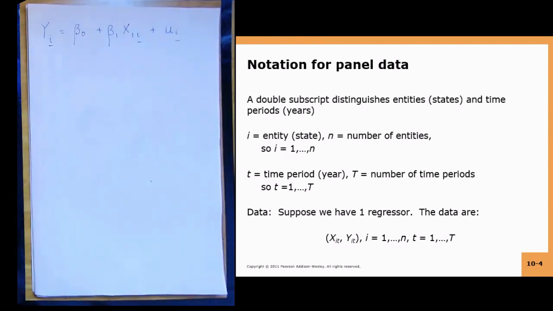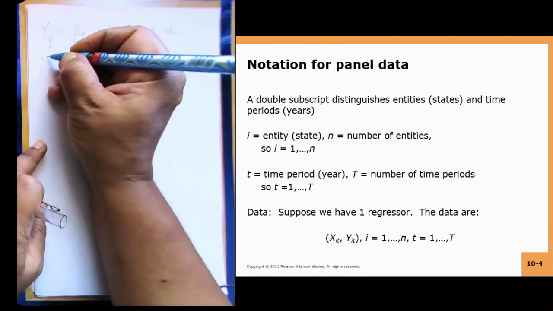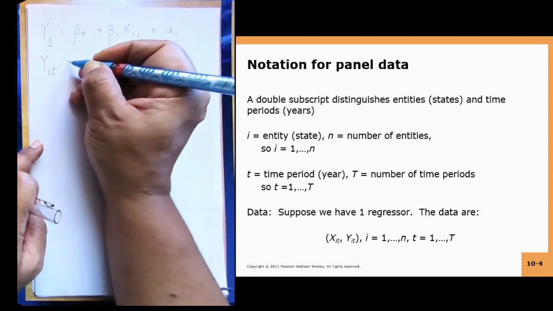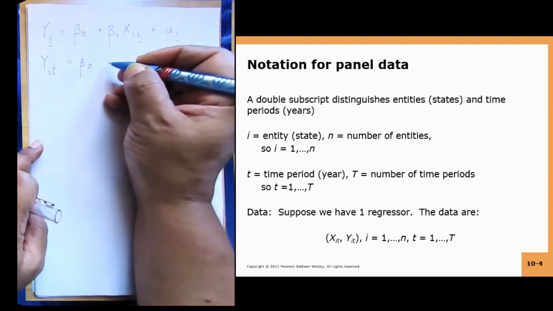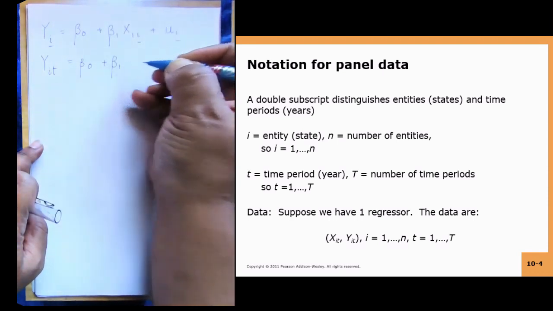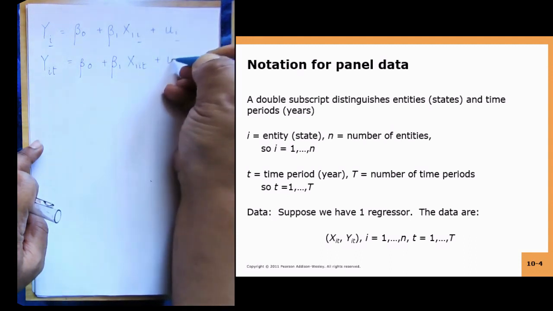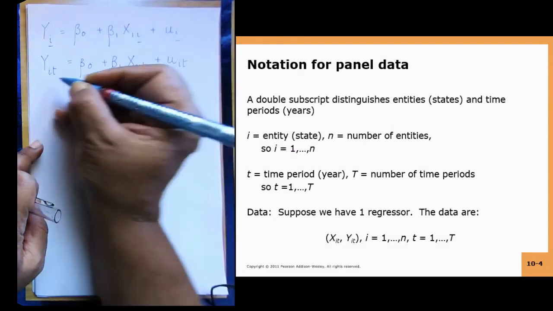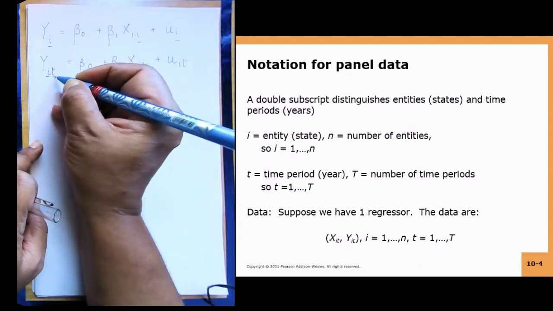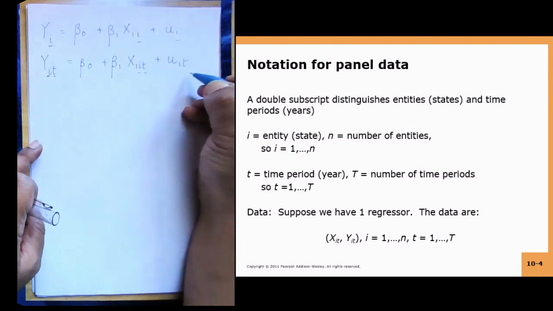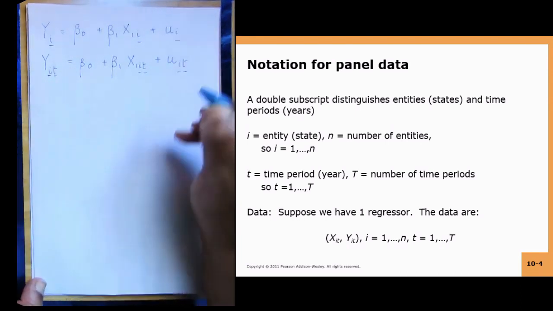Now, since you are measuring the variables for the same individual over time, you now add another subscript, that is yit is equal to beta 0 plus beta 1 x1it plus uit. So now you have i and t here, and here also you have i and t, and here also you have i and t.